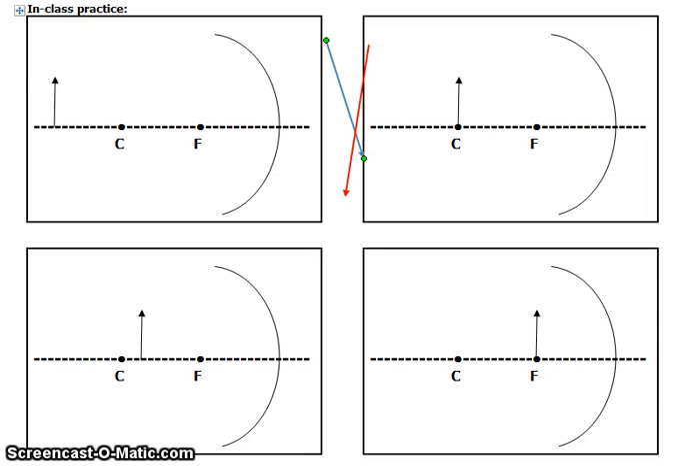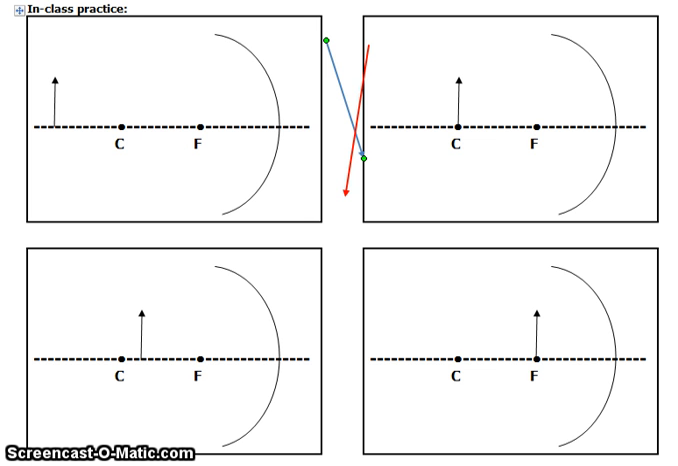Okay, so I have never done a screencast, so hopefully this works okay, but I want to walk through these pretty fast. So let's get started. I'm going to use blue arrows to be my incident rays and red arrows to be my reflected rays.